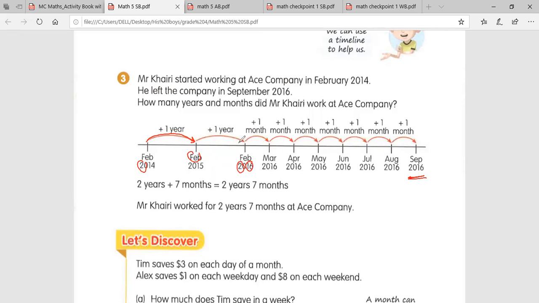After that, you have to know the names of the months. After February: March, April, May, June, July, August, September. After you add all of them, how many years do we reach? 2 years and 7 months, like this.